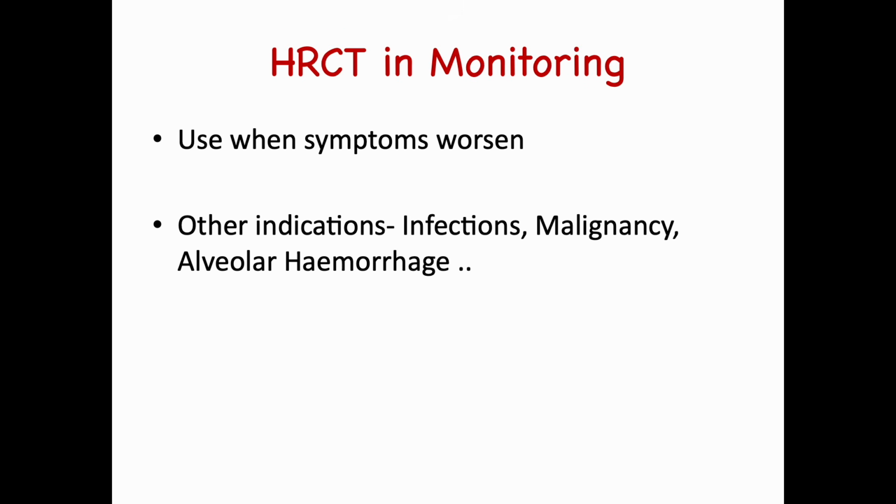So, when do we use HRCT in monitoring? When the symptoms worsen. When we expect a coexisting morbidity, say a new onset infection, a pneumonia, a nodule which was detected incidentally, or a worsening in the form of increase in fibrosis with progressive testing. So that is when an HRCT will be used whenever indicated for monitoring.